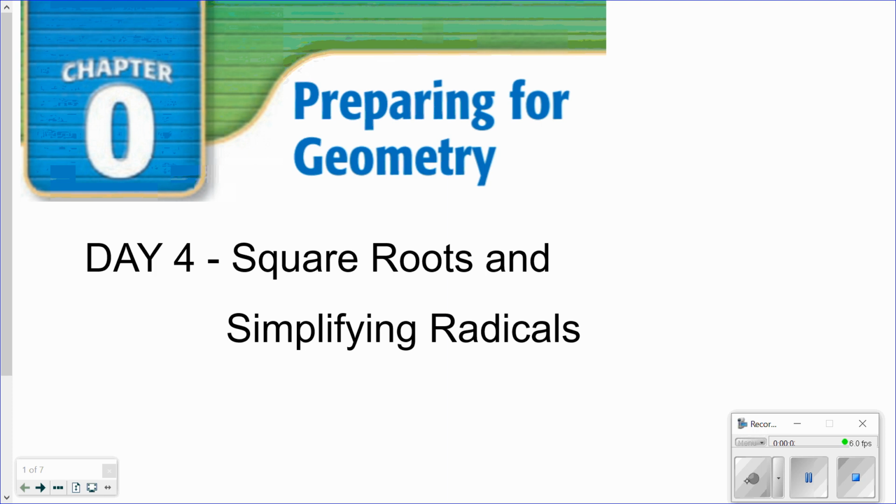Hi everyone, Clev here. Today we are going to start day 4 of chapter 0, which is square roots and simplifying radicals. And today is going to be the last day of chapter 0.